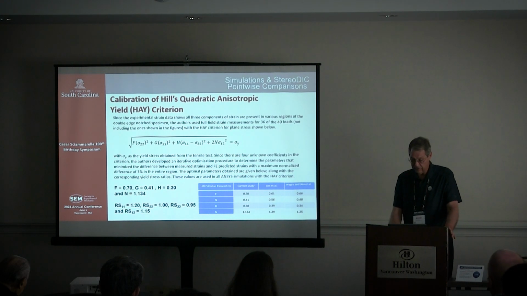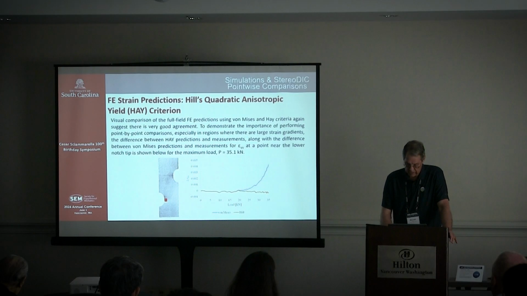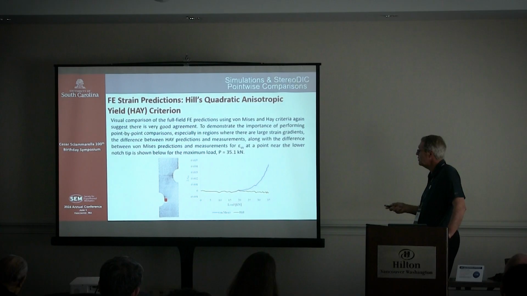So the question is, how good is this if we do this? This is what it looks like, the strain predictions with Hill's quadratic anisotropy yield criterion for those 4 loads that were not used. We're going to compare those now, of course, to the DIC data. Here it is at 1 point. This is the first one, right down at the lower notch. This is with the von Mises criterion, and this is with Hill's criterion. The difference here is 300 microstrain. That is the largest difference we had anywhere in the field. For all the strain components throughout the field, the largest difference was about 320 microstrain. So it matched up very well in a full field manner with these parameters.